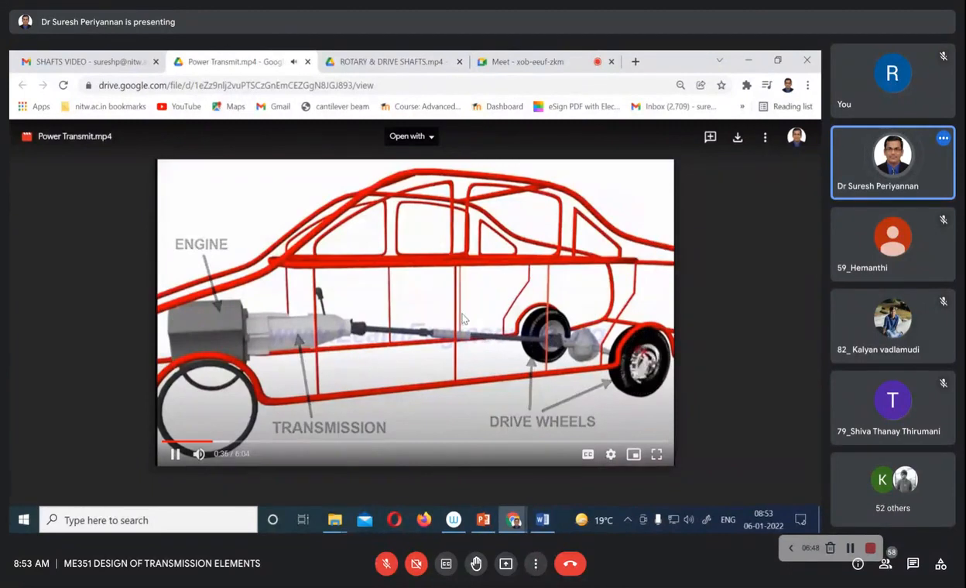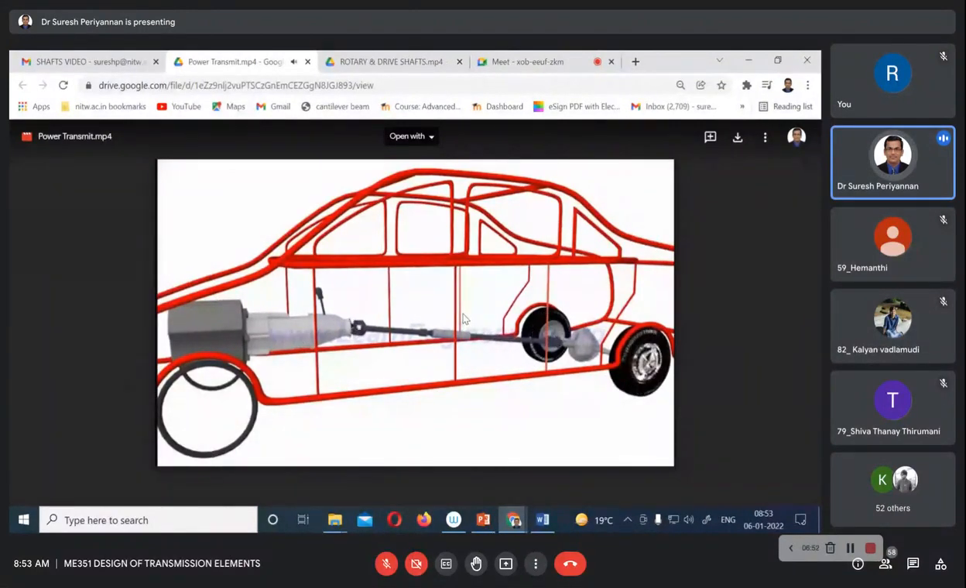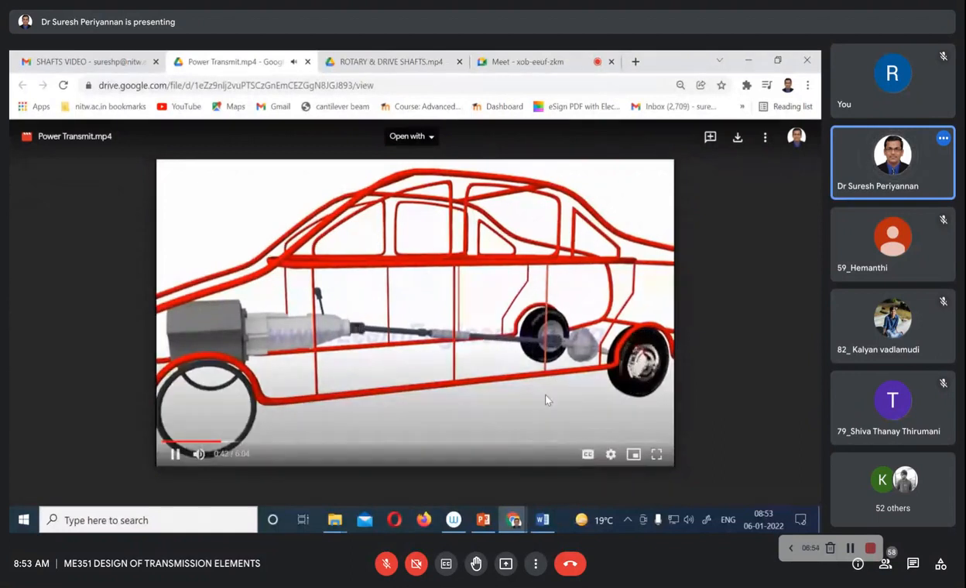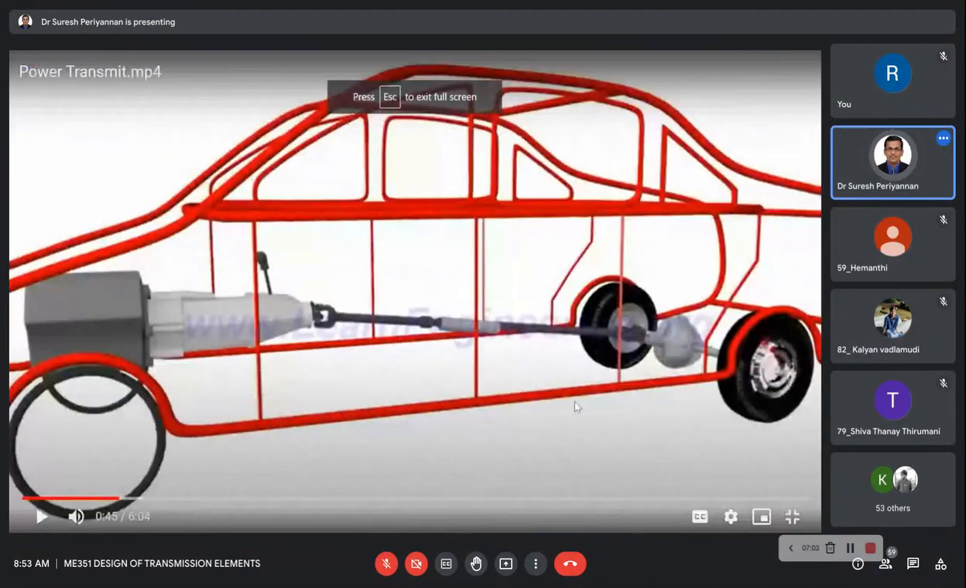The basic function of the transmission is to control the speed and torque available to the drive wheels for different driving conditions. For example, see here, this is our differential unit, right? I take my pen. This is our differential unit.